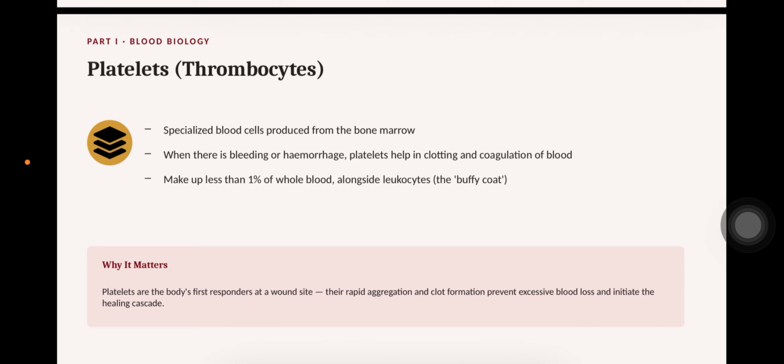And why it matters is platelets are the body's first responders at a wound site. Their rapid aggregation and clot formation prevent excessive blood loss and initiate the healing cascade. Why are platelets called cells if they do not have nuclei? This is because they are cell fragments produced from giant bone marrow cells that are called megakaryocytes. An interesting fact about platelets is platelets release growth factors that help wounds heal after clotting.